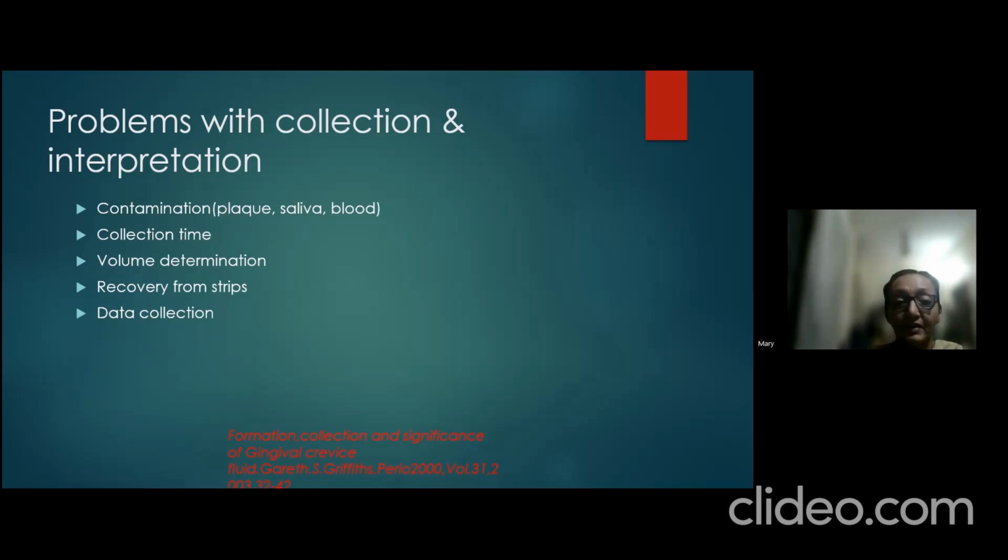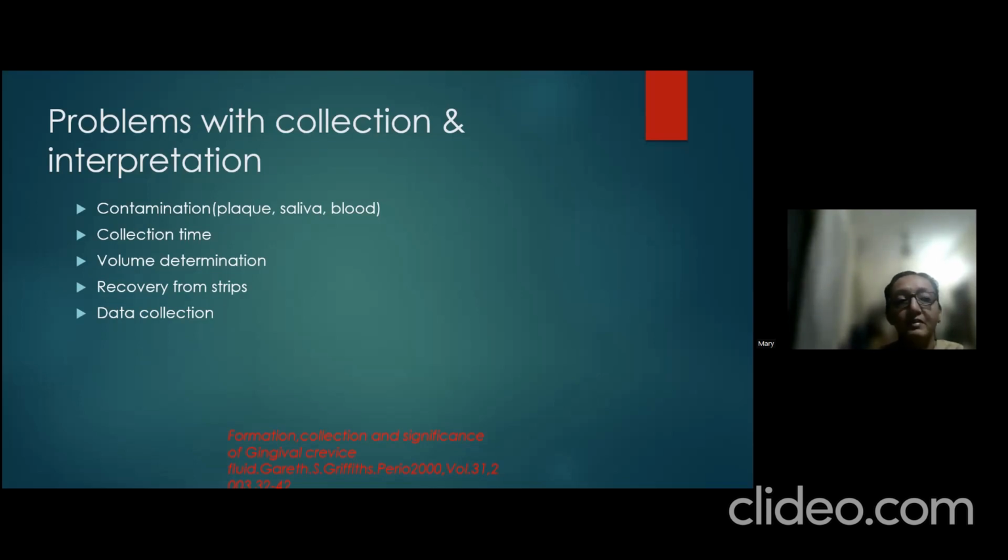And also the collection time has to be standardized. That is, the time for which the filter paper or the micropipette is inserted has to be standardized in order to enable comparison. And also volume has to be determined, because very small volumes are obtained, so it's very difficult to determine the amount of fluid obtained.